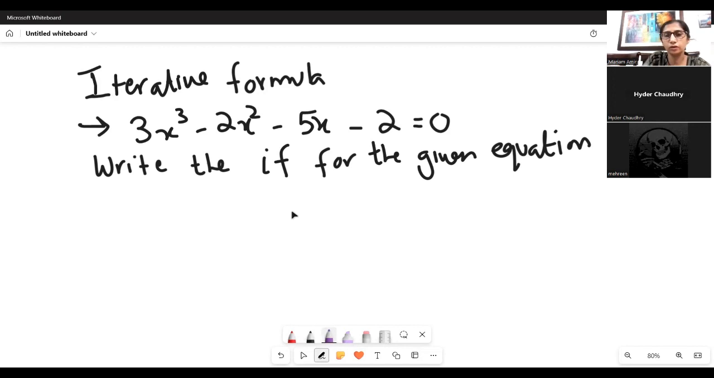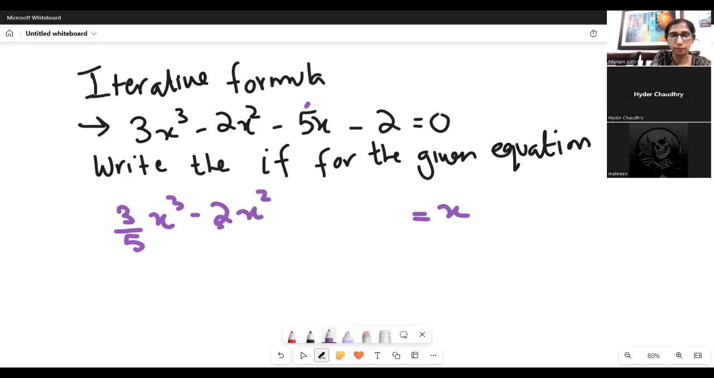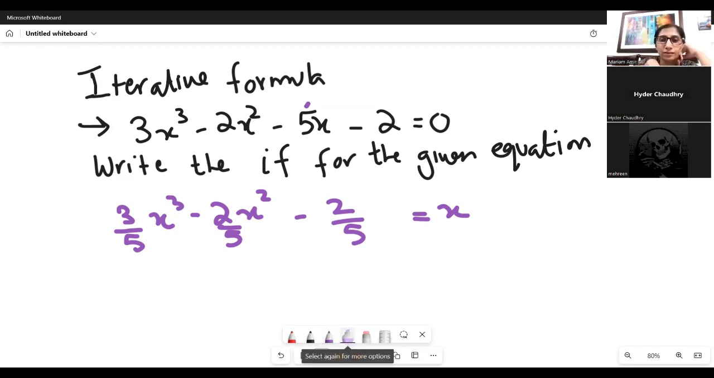What you do in an iterative formula, you need an x at the right hand side. Any x should be on your right hand side. So from here, I'm going to take this to the other side because that's the simplest x we can take to the other side. So that will become 5x. And I'm going to divide 5 with everything else. So we have 3 by 5 x cubed minus 2x squared by 5 minus 2 by 5. So to form an iterative formula, you simply need to move one of the x to the other side. So in this case, the 5x is easiest to isolate.